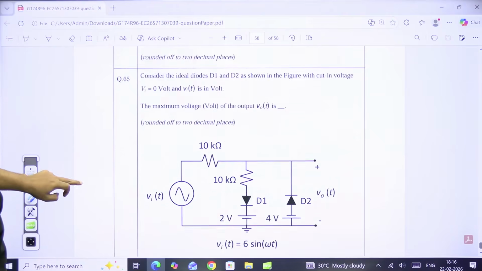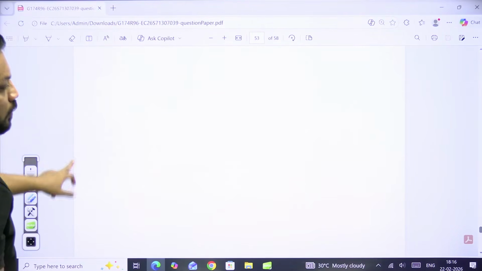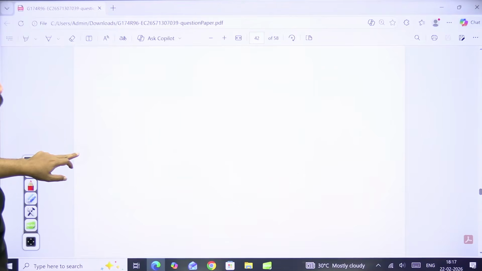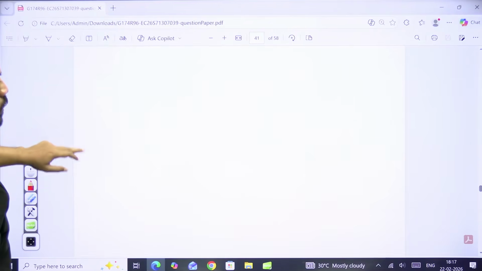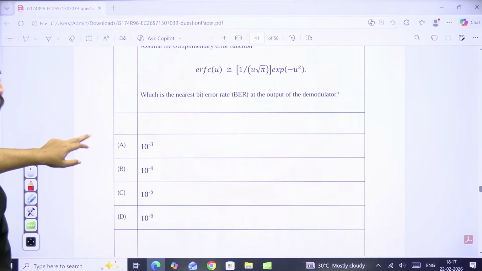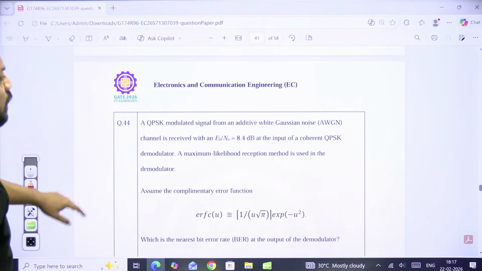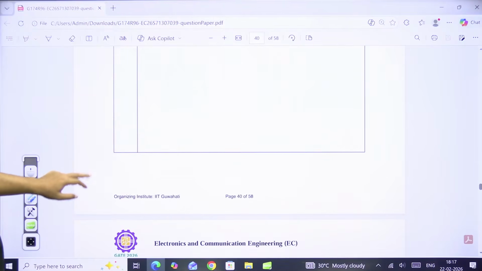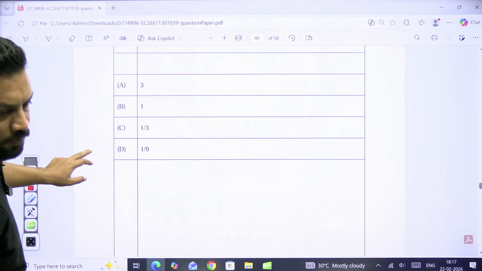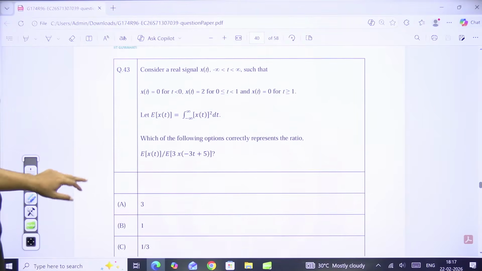क्वेश्चन नंबर 40. थोड़ा सा ऊपर आना पड़ेगा सर वापस. ओके, लेट्स सी विच क्वेश्चन हियर. क्वेश्चन नंबर 40 पे आना है हमको. तो क्वेश्चन नंबर 40, 41 और 59. ठीक है, तो ये क्वेश्चन कंट्रोल सिस्टम के हैं, सॉल्व कर लेते हैं फटाफट से.